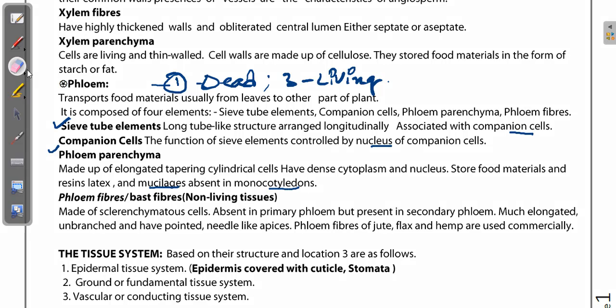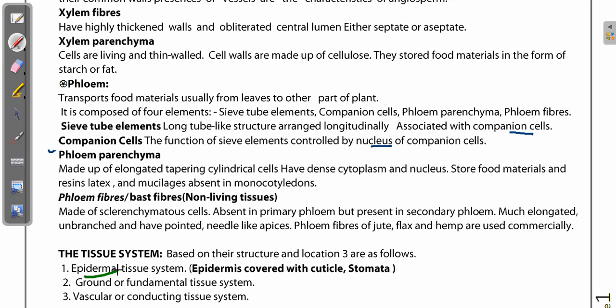And finally we have the epidermal tissue systems. There are three different types of tissue systems, based on the regions they cover and the functions they have. First is the epidermal tissue system, which covers the outer region of the plant, and it is covered with a specific substance called the cuticle, and it has the stomata. Then the ground fundamental tissue system will have the parenchyma, collenchyma, and sclerenchyma. And then the vascular or conducting tissue system will include the xylem and phloem.